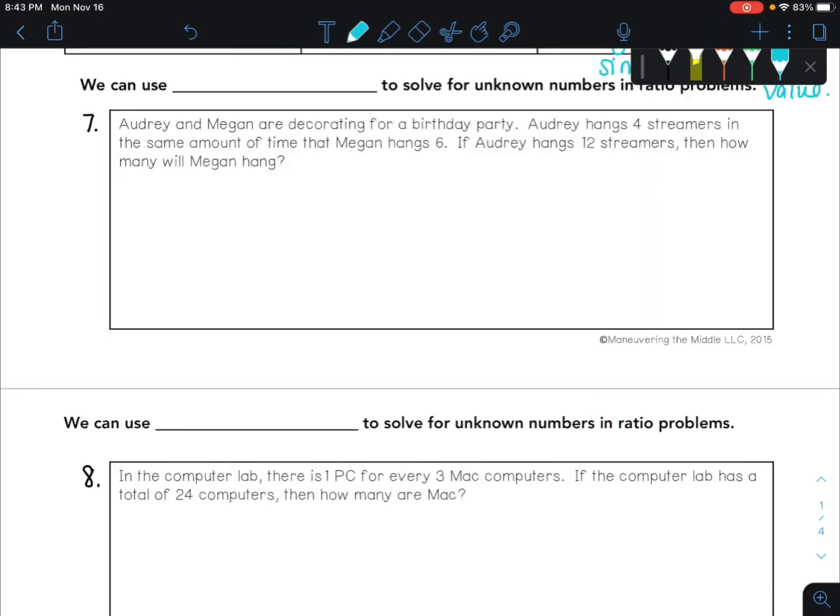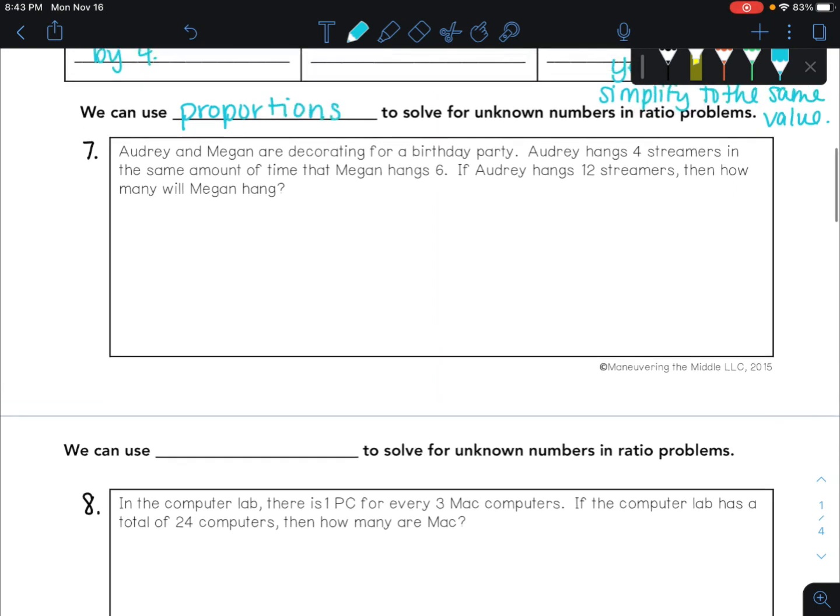For our last few examples here, we can use a method called proportions to solve for unknown numbers in our ratio problems. Audrey and Megan are decorating for a birthday party. Audrey hangs 4 streamers in the same amount of time that Megan hangs 6. So right there is my ratio. So my ratio that compares Audrey to Megan is going to be 4 to 6.